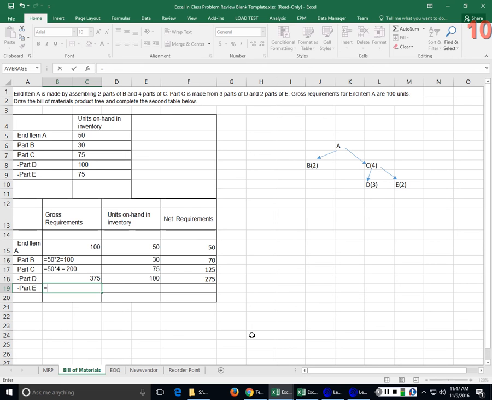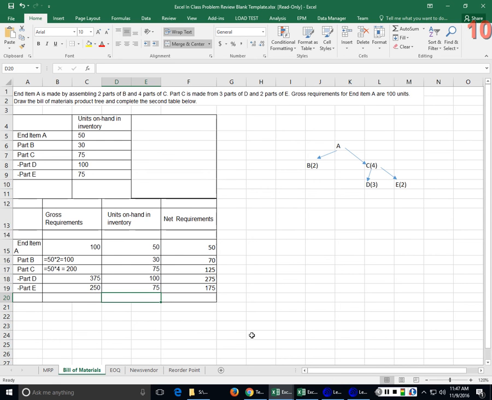the C 125. The net requirements of C, because I'm looking over at my product tree and I'm seeing that E comes from C, so I have to get my net requirements from there. 125 times how many? 2. Says I need 250. How many do I have on hand? 75. Right? So then it's going to be 250 minus 75 tells me that I have 175 that I'm going to need. Okay? So that's your bill of materials.